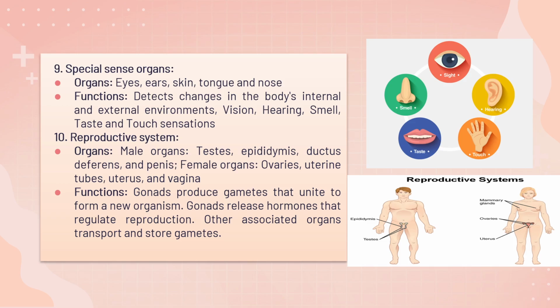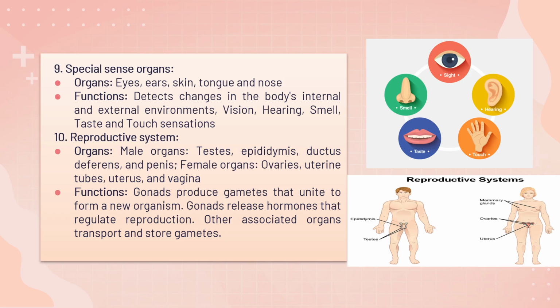Then the reproductive system. Organs of the reproductive system for male are testes, epididymis, ductus deferens, then penis. These are the organs of the male reproductive system. For female, ovaries, uterine tubes, uterus and vagina are the female reproductive organs. And functions of the reproductive system are that gonads produce gametes that unite to form a new organism. Okay, reproduction of an organism is the function of the reproductive system.